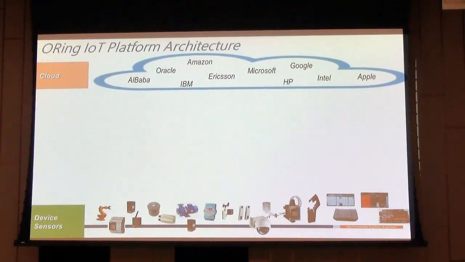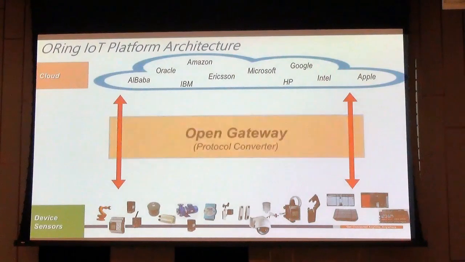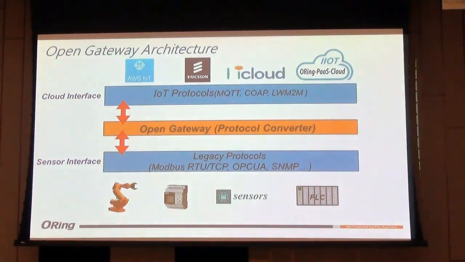So how do we communicate between the cloud and the device? The basic requirement is that we don't want many things in the middle, right? So we created the open gateway to take the job of communication between the cloud and the device. This is the open gateway architecture. You can see the open gateway in the middle, between the cloud and the sensor. It transfers the sensor data to the cloud and the cloud data to the sensor. This is its main job.